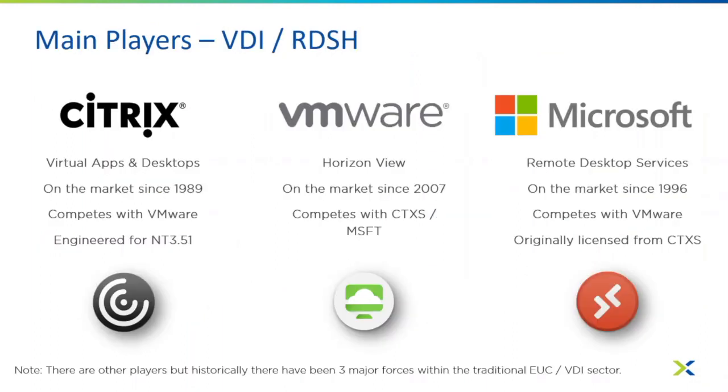We look at the companies involved. The main players in the VDI marketplace or the virtual application marketplace are Citrix, VMware, and Microsoft. I mentioned these before. Citrix has been around for over 30 years now, with virtual applications and virtual desktops. VMware has a product called Horizon View, and they've been on the market since around 2007. Then Microsoft is often overlooked, but Remote Desktop Services, their VDI technology, is also something that customers use. They've had that product since about 1996, when, like I said, they licensed it from Citrix.